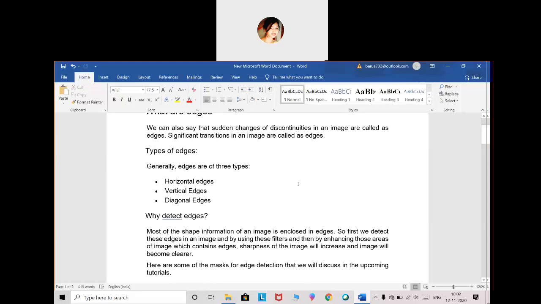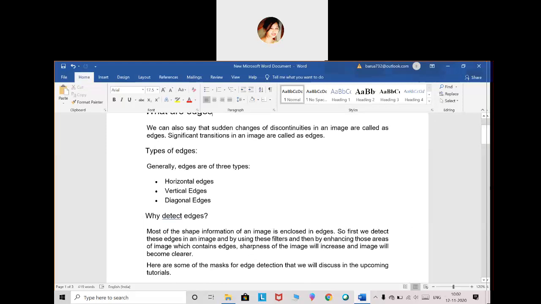Then comes the question why we have to detect edges. Most of the shape information in an image is enclosed in edges only. So we first detect these edges in the image by using some filters, and then we enhance those areas of the image which contain the edges. The sharpness of the image will increase and the image will become clearer.